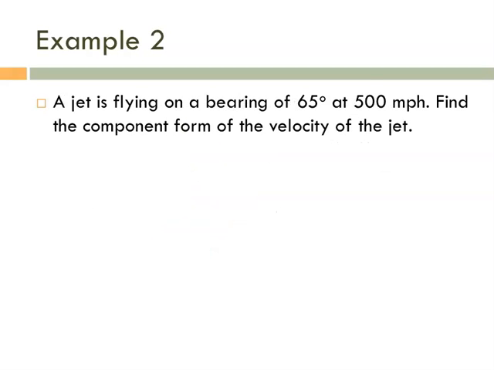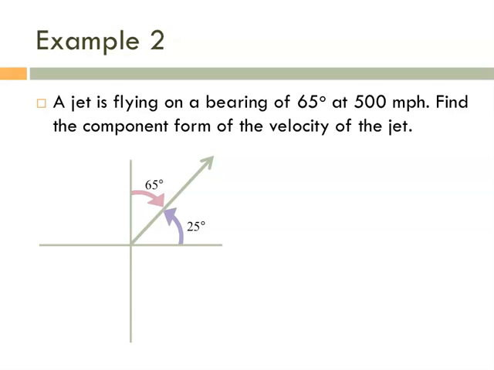All right, let's continue. A jet is flying on a bearing of 65 degrees at 500 miles per hour. Find the component form of the velocity of the jet. Okay, so we're finding the component form. Let's draw out what we have. We have a bearing angle of 65 degrees, so this measure here is 65 degrees. If that's 65 degrees, the direction angle is going to be 90 minus 65, which is 25 degrees. And we know that the speed is 500 miles per hour, so we'll label that there.